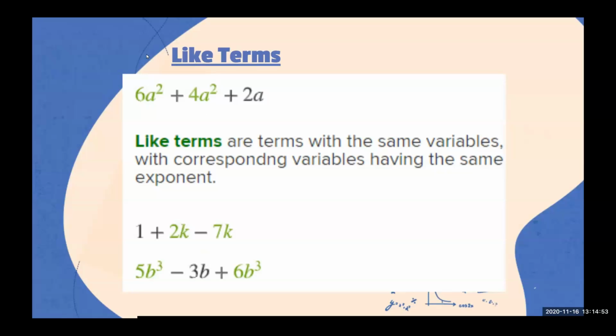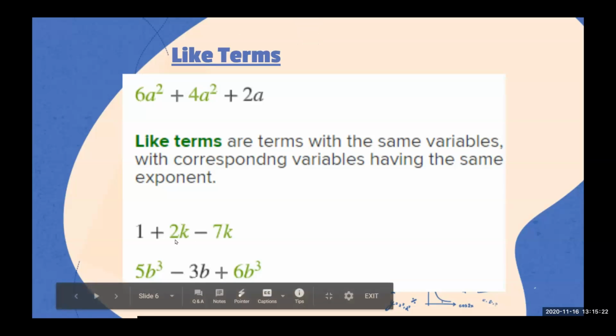So that's the reason you see up here in the green, the 6a squared and the 4a squared. They are like terms because both of them have the letter a raised to the second power. Even though the third term has the letter a, it's not being raised to the second power, so we cannot call 2a a like term with the first two terms. Make sure you're paying attention not just to whether or not they have the same letter, but also the same exponent on that letter.